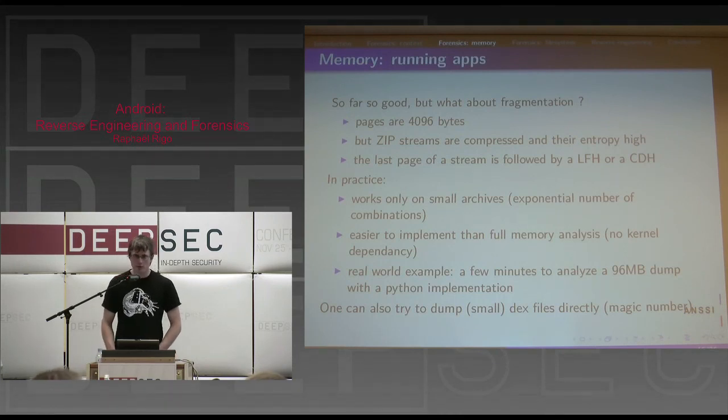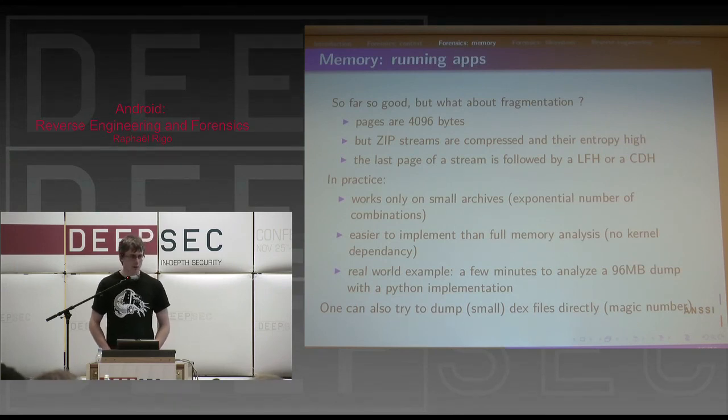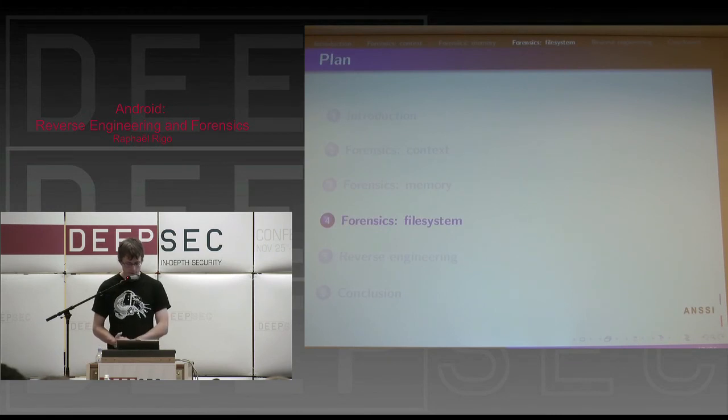Well, you can also try to dump small DEX files, that is virtual machine code, from memory because they have a magic number. Here you have to be sure that the DEX file is not going to be over 1 page long, otherwise it's too complicated to rebuild. But you'll be able to analyze it afterwards. We will see.